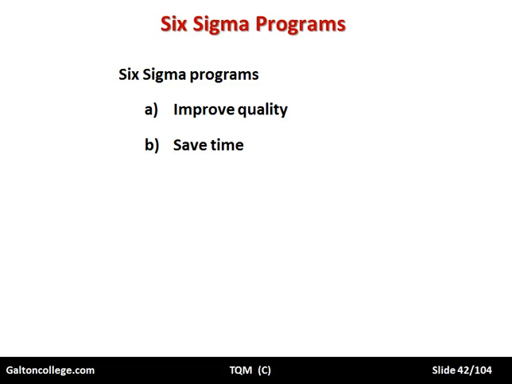Improve quality. They try to save time because there's no going back and trying to fix the defects or find out what happened, because there aren't any. Or there are so few, they're negligible. They're just bad luck almost. 3.4 defects per million. That's as near to perfect as almost you can imagine.